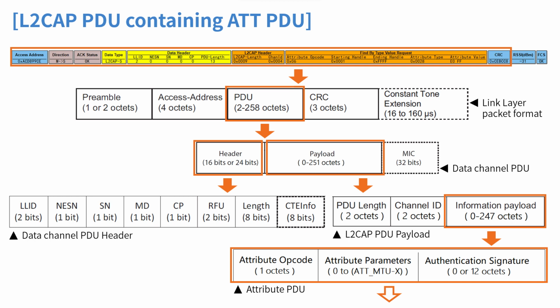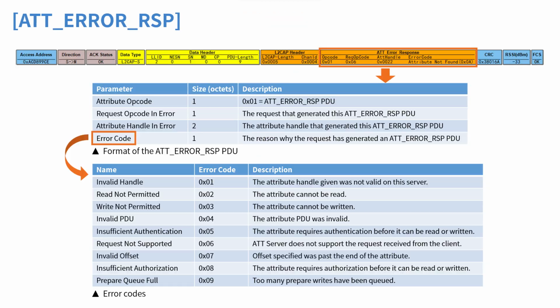Authentication signature field is optional. Attribute opcode contains an authentication signature flag. If the authentication signature flag is set to 1, the authentication signature value should be appended to the end of the attribute PDU. If the authentication signature flag is set to 0, the authentication signature value should not be appended.